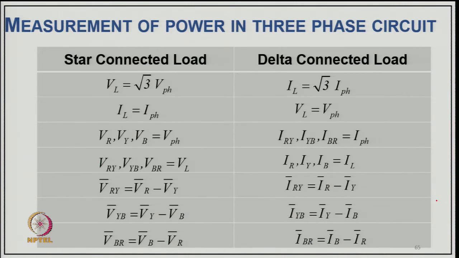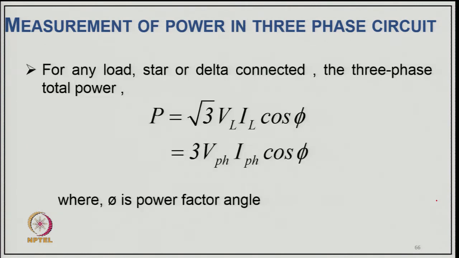However, in a delta connected load, IL equals root 3 I phase and VL equals V phase. IRY, IYB and IBR equal I phase, and IR, IY, IB equal IL, where IR equals IRY minus IBR, IY equals IYB minus IRY, and IB equals IBR minus IYB. So for any load, star or delta connected, the 3-phase total power is P equals root 3 VL IL cos phi, or equal to 3 V phase I phase cos phi, where phi is the power factor angle.